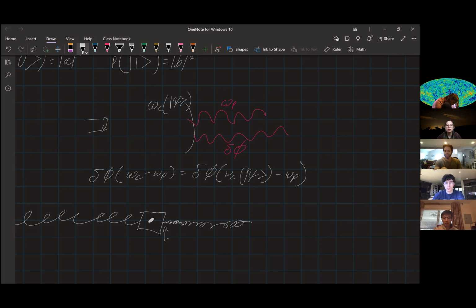Now, it turns out that the light that you send in doesn't actually have a definite phase. Basically, the light is something that goes like cosine omega t plus something that goes like sine omega t. And there's some uncertainty in the relative amplitudes of those two terms. Those two terms are kind of like position and momentum. You can't specify them both at the same time.